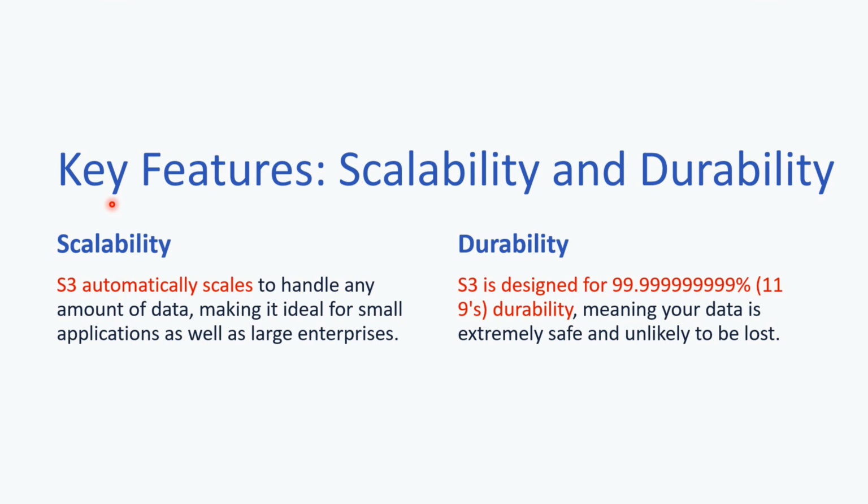Now we will see some of the key features of Amazon S3. The first one is scalability. S3 automatically scales to handle any amount of data, making it ideal for small applications as well as large enterprise applications. The second one is durability. S3 is designed for 99.999999999% durability, meaning your data is extremely safe and unlikely to be lost.